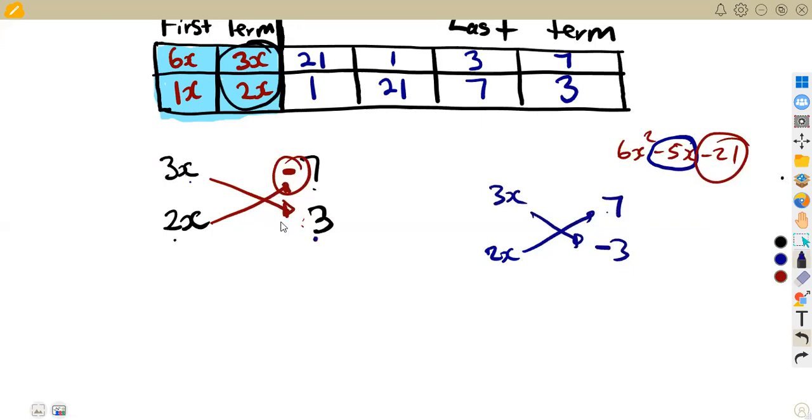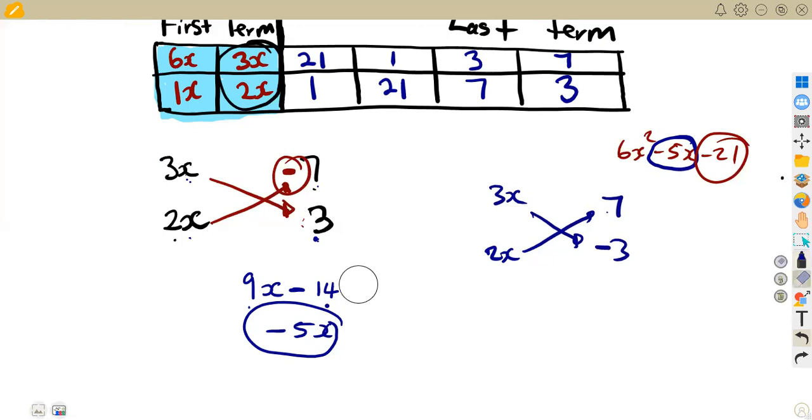If you multiply 3 and 3, what do you get? 3x times 3x, you get 9x squared. Okay, 2x times minus 7. 2 times minus 7 is what? It's minus 14x. Then we subtract, 9 minus 14. It's what? It's minus 5x, which is exactly our middle term. Exactly this term of minus 5x.